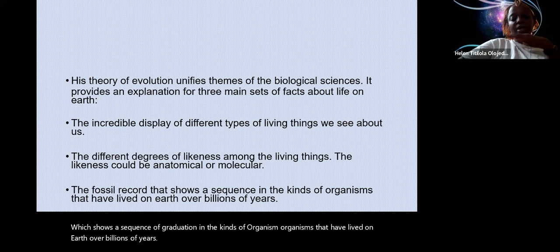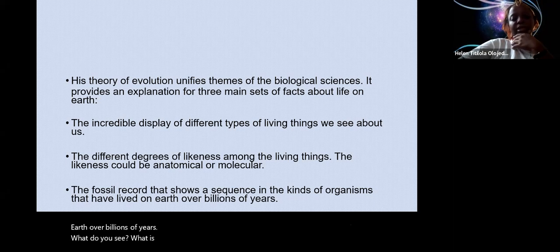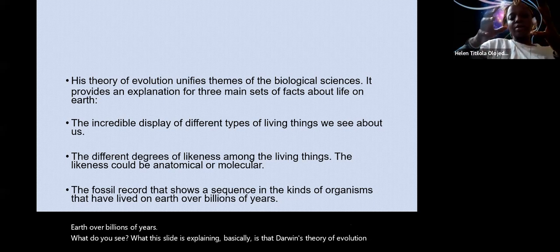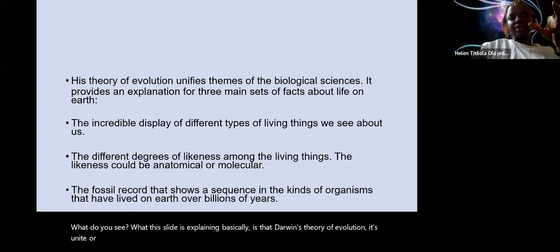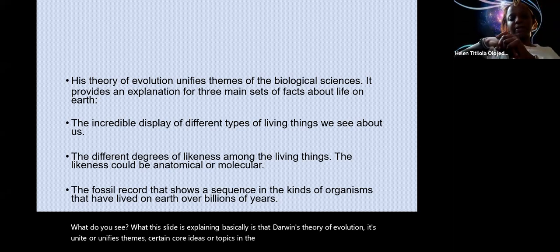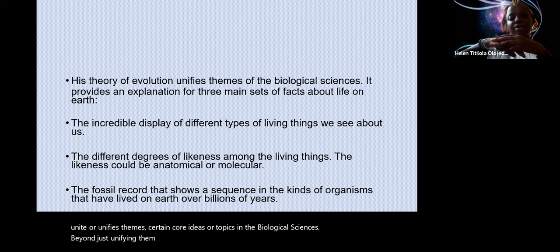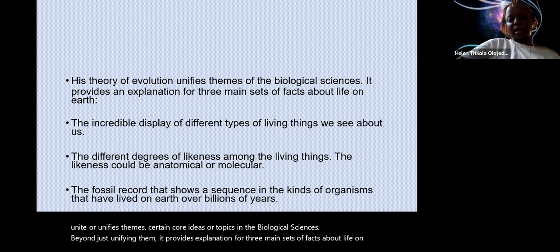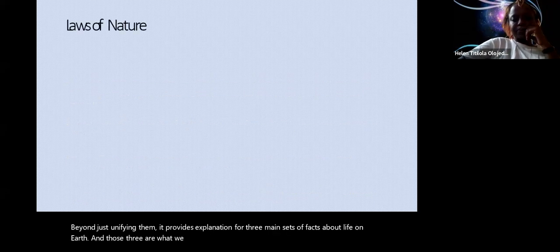So what this slide is explaining basically is that Darwin's theory of evolution unites or unifies themes, certain core ideas or topics in the biological sciences. Beyond just unifying them, it provides explanation for three main sets of facts about life on Earth. And those three are what we just discussed.